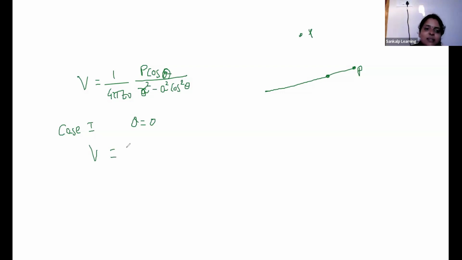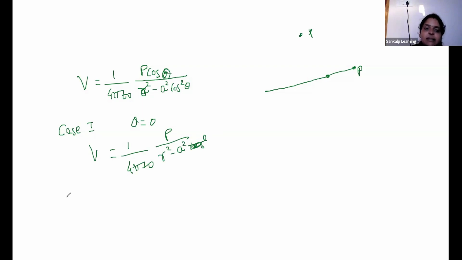So therefore, it is given by 1 upon 4 pi epsilon naught P divided by R square minus A square cos square theta. Here cos square theta will not come because cos theta is equal to 1. Right? So the expression will be 1 upon 4 pi epsilon naught P divided by R square minus A square.